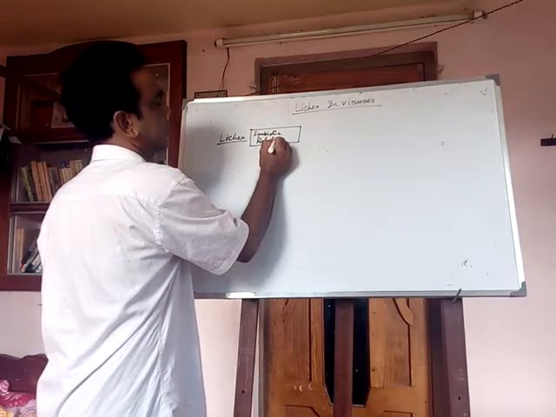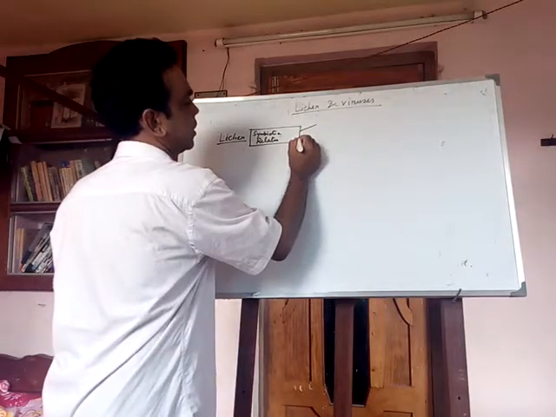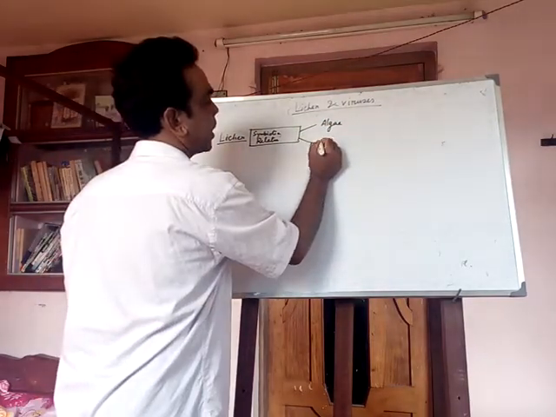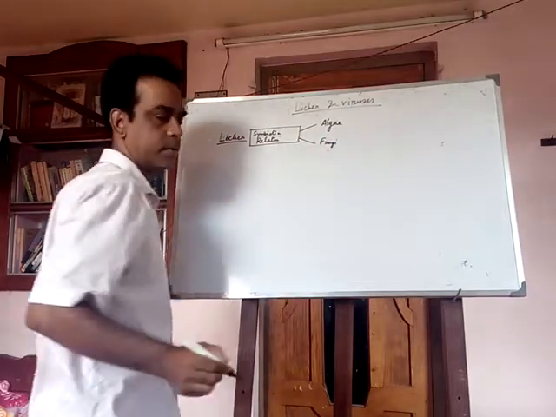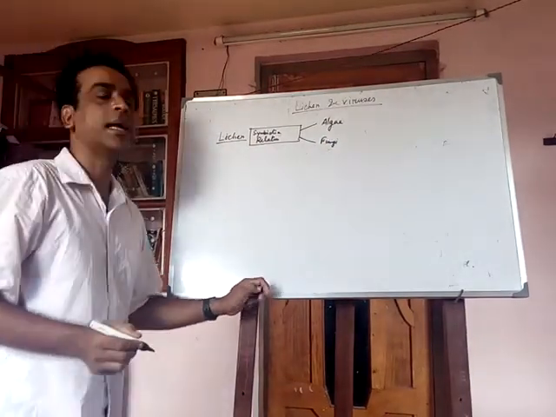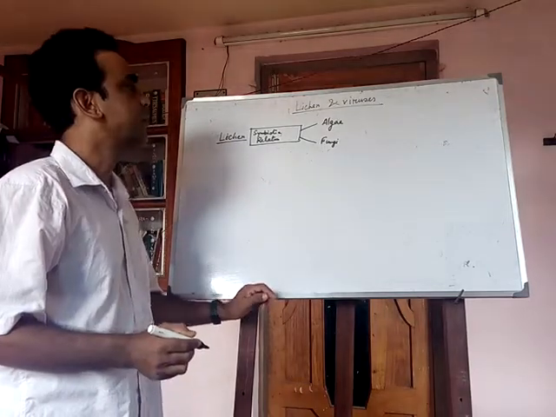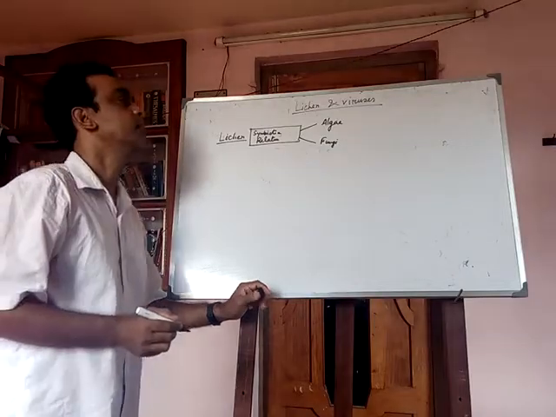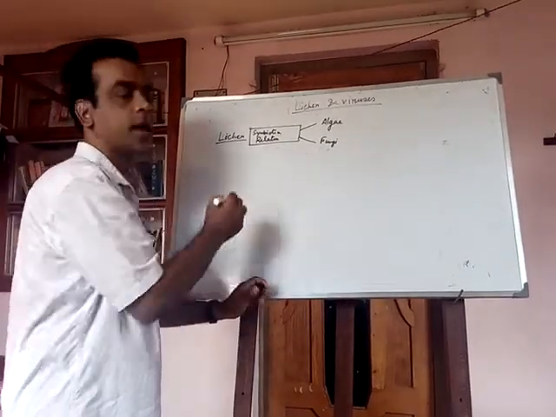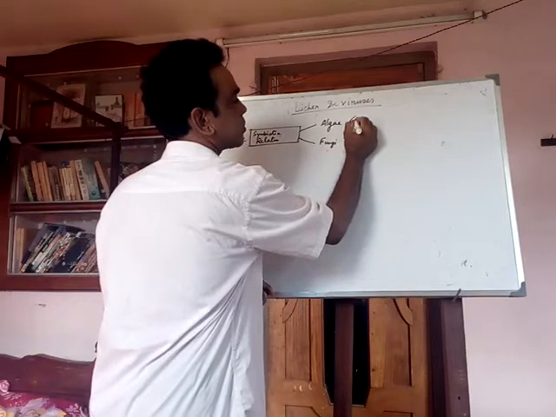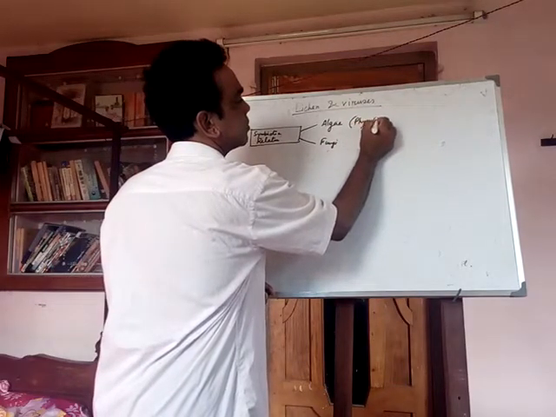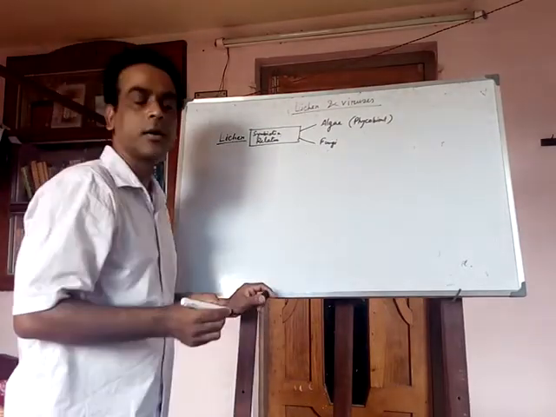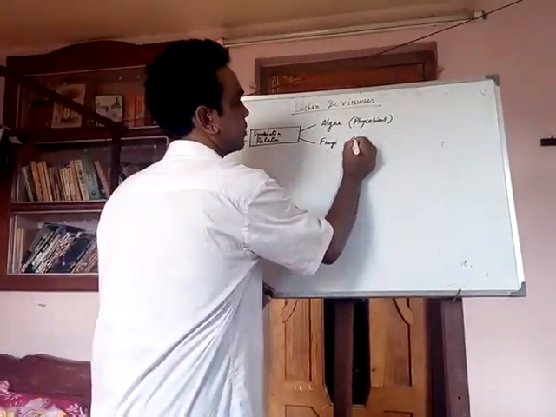The relationship between algae and fungi. So lichen is made up of two separate organisms, which are known as algae and fungi. The algal part of lichen is called the phycobiont, and the fungal part of lichen is called the mycobiont.